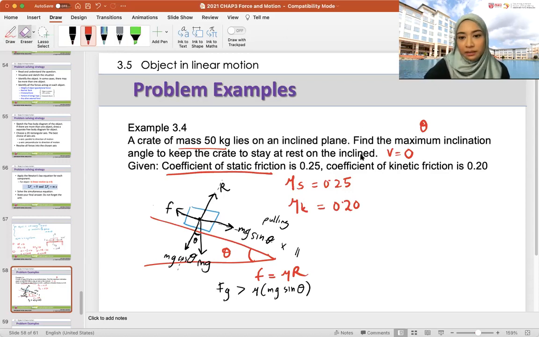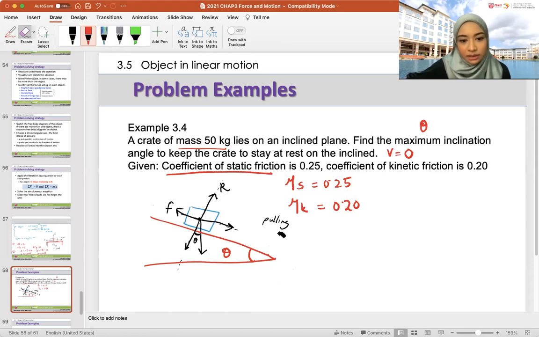Okay, let me explain. Okay, let's do this. Saya tulis lawa-lawa sikit lah. Oops. So this is mg cosine theta, mg sine theta. Okay, so is this box flying? That's my first question. Is this box flying? It's not flying. Saya bagi tahu jawapan. Kalau korang tak perasan lagi lah.